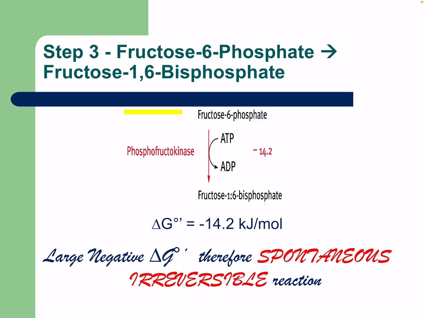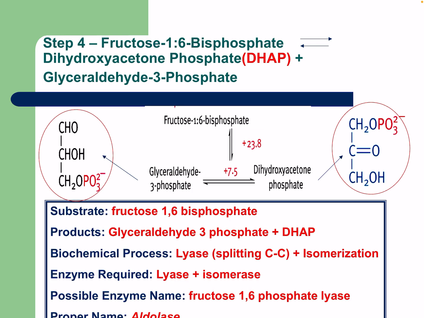So again, step 3, fructose 6-phosphate. We need to add ADP, so this is a strong negative reaction. So it's spontaneous and irreversible using phosphofructokinase with a negative 14.2. So step 4. Step 4 is fructose 1,6-biphosphate.